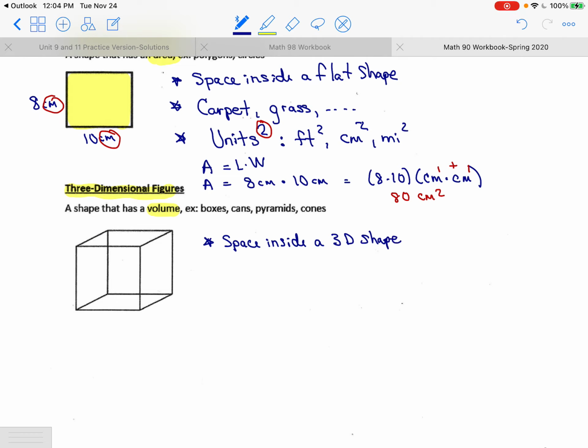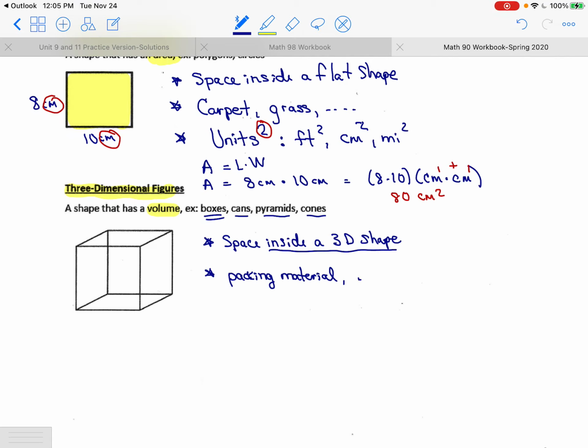Okay, so up here it's talking about boxes, cans, pyramids, cones, and those all have different formulas because their shape is a little bit different, but we're still just talking about the space inside that 3-dimensional shape. So we might be asked to figure out, if we're talking about a box, how much packing material would fit inside of a box?